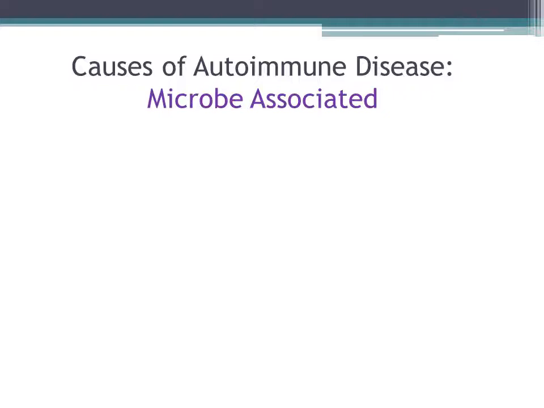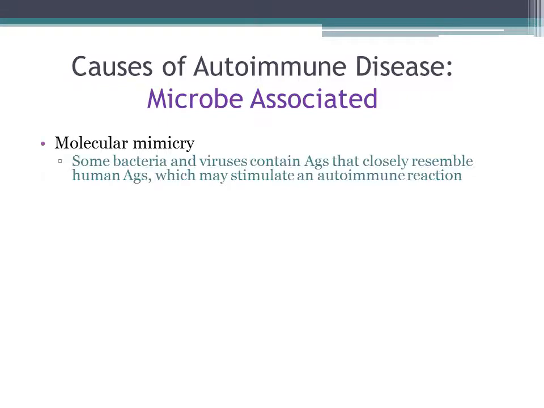There are several mechanisms by which microbes can induce autoimmune disease. One is known as molecular mimicry. Some bacteria and viruses possess antigens that are really similar to human antigens, so that when they are in the body causing infection, they may stimulate an autoimmune reaction. A classic example of this is Streptococcus pyogenes. This is the organism that causes strep throat. Some of its antigens are very, very similar to heart antigens.